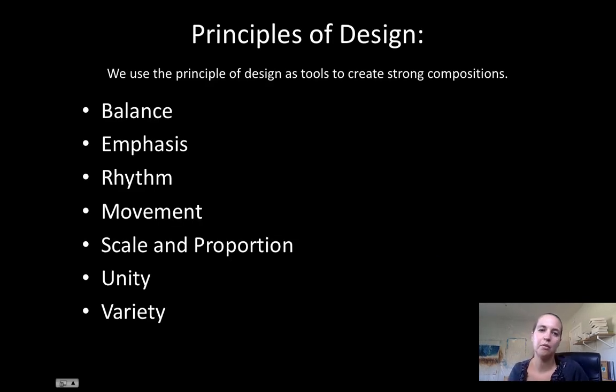So when we're talking about composition, there are tools to help us make a good composition. And these are the principles of design. So in this class, we're using art elements to arrange into a composition. Then we're using the principles of design to help us design that composition. So these things will help us design. Some of them are absolutely necessary, and some of them you can use when needed. So what are they? Balance, emphasis, rhythm, movement, scale and proportion, unity, and variety.